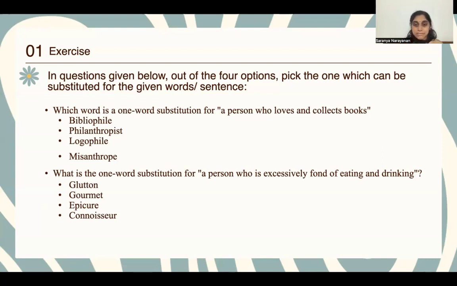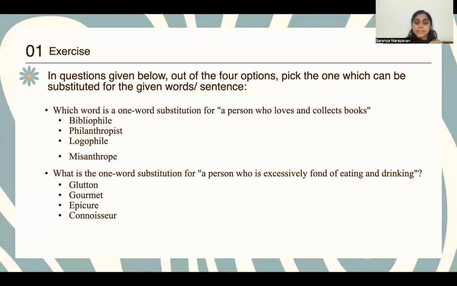For example, we have 4 options here: bibliophile, philanthropist, logophile, and misanthrope. Sometimes it is necessary for us to understand the meaning of each of these. So, a person who loves and collects books. The first word, bibliophile. A bibliophile is a person who has love for books. Philanthropist, similarly logophile, misanthrope. So, the answer for this question would be bibliophile.